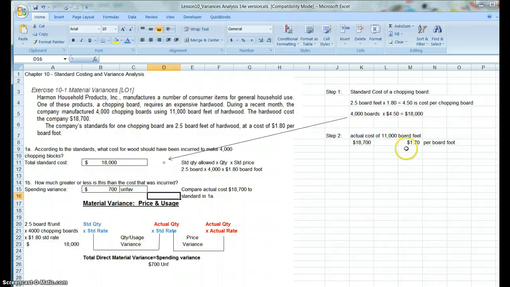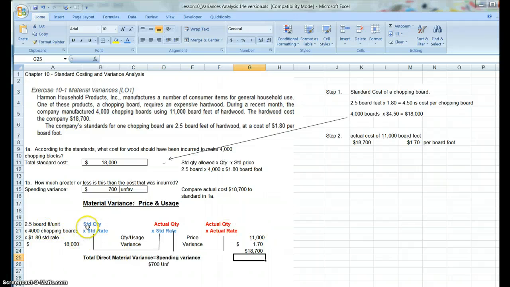Because when we went back and calculated in step 2 the price per board foot, it was actually less at $1.70 than the standard of $1.80. So it's odd that we should have an unfavorable variance when our actual price was $1.70. So when I multiply the 11,000 board feet times $1.70, again we come back to the number they gave us, $18,700.